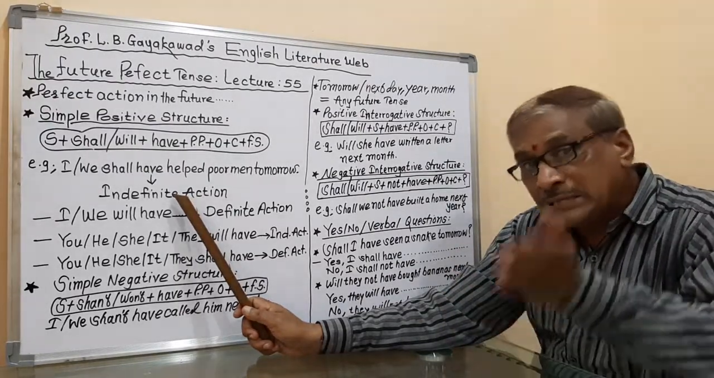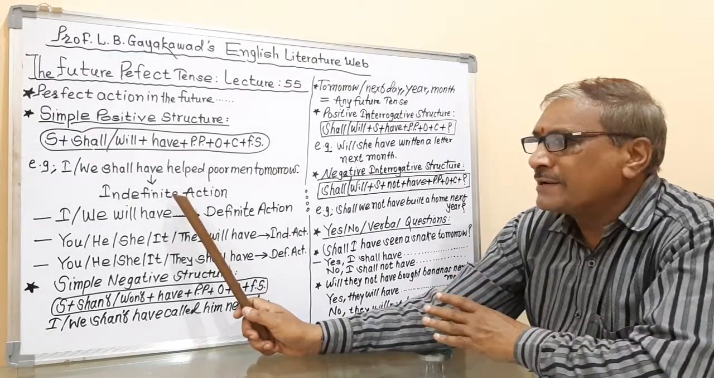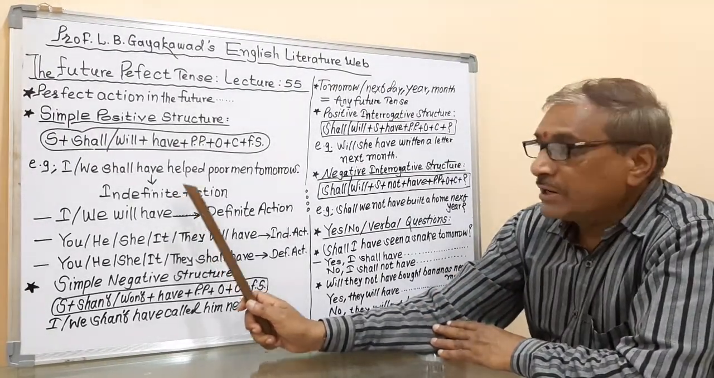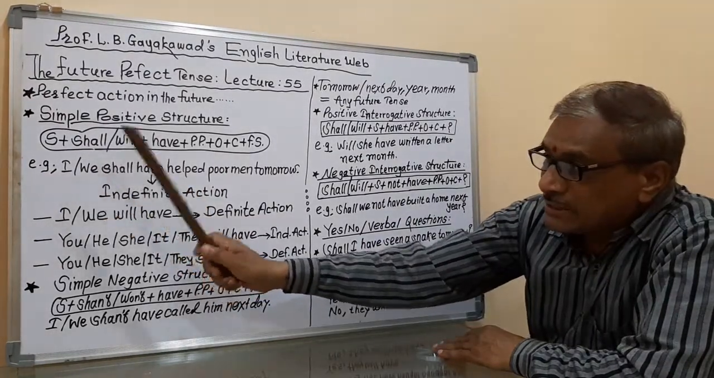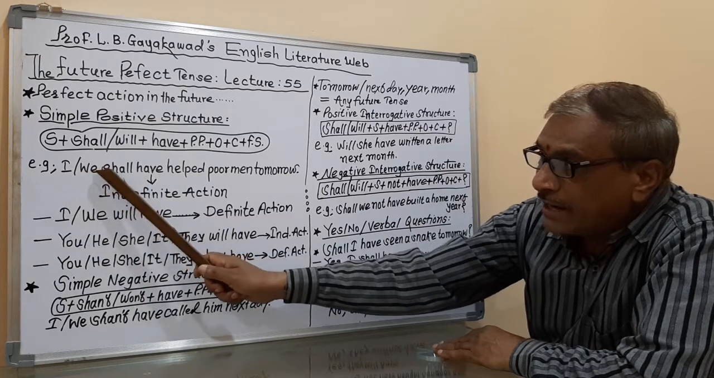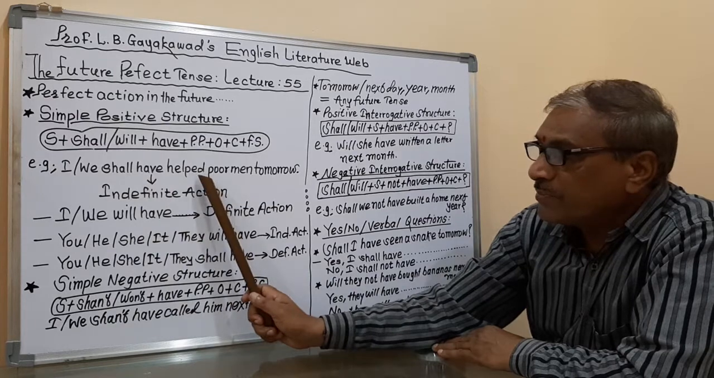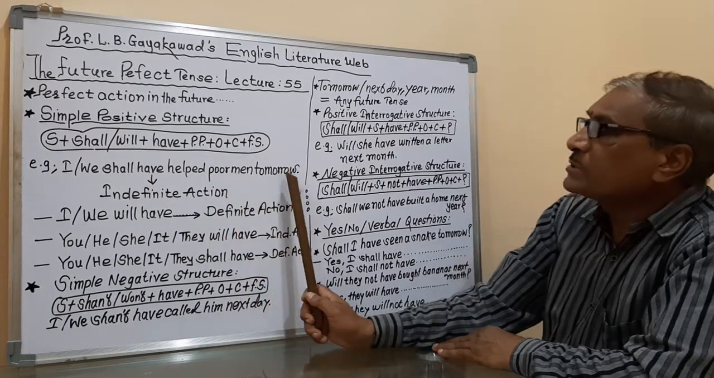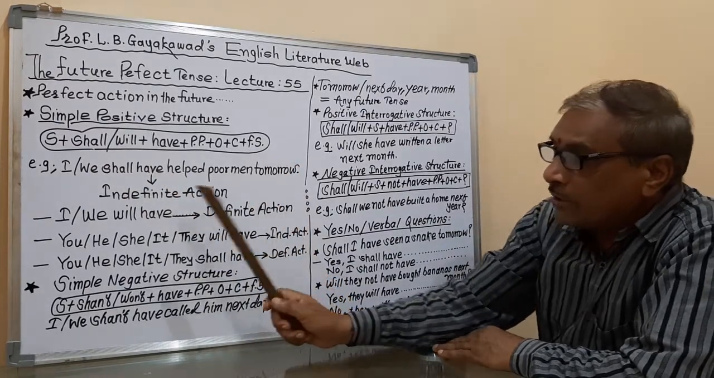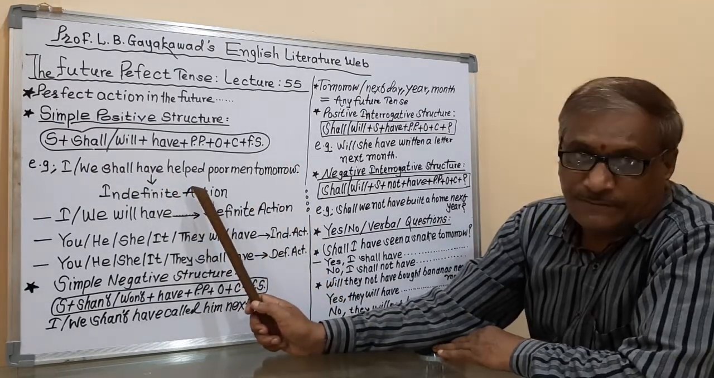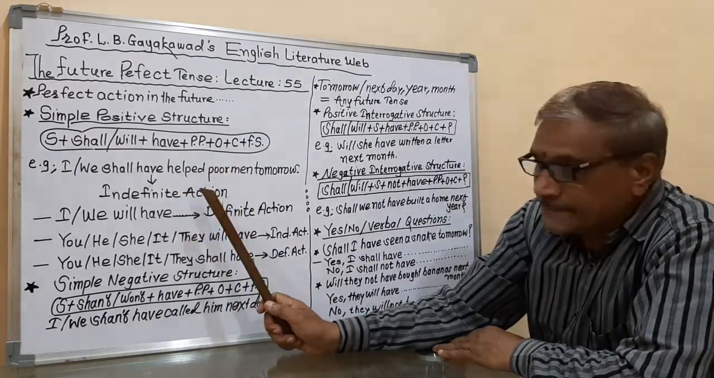But when that action will be completed in any condition, that is called the definite action. But this is not the definite action, because this is shown by I and we subjects, and then there is shall have plus PP plus object and plus complement. Such sentences are called indefinite actions. These sentences show the indefinite actions.